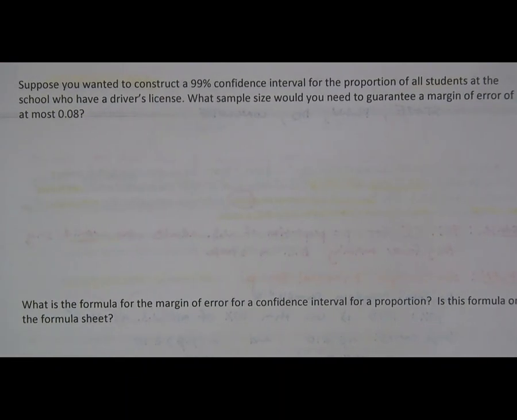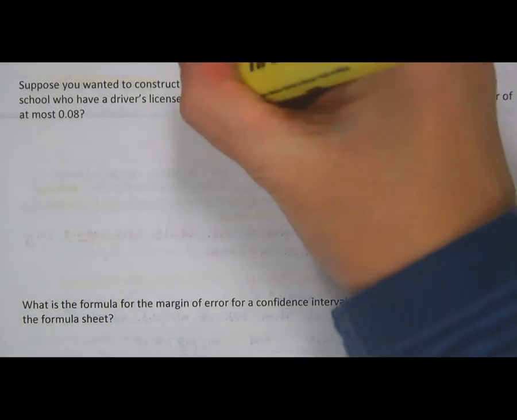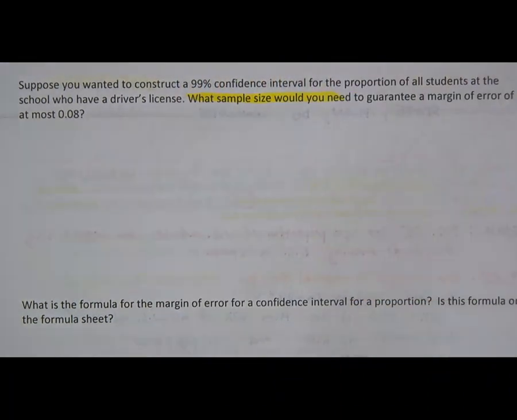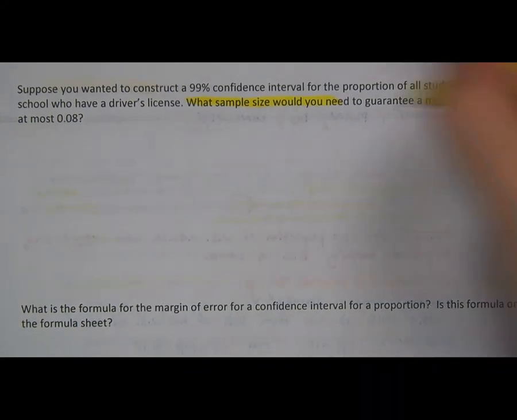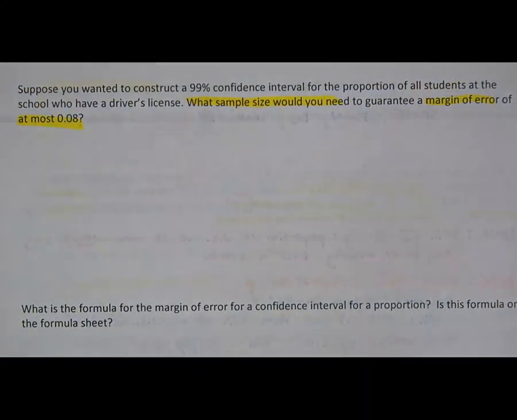Suppose you want to construct a 99% confidence interval for a proportion of all students at school who have a driver's license. What sample size would you need? So we're going to flip it, and you're going to be solving for n, sample size, to guarantee that your margin of error is at most 0.08.